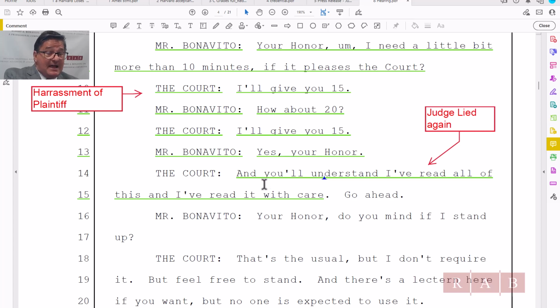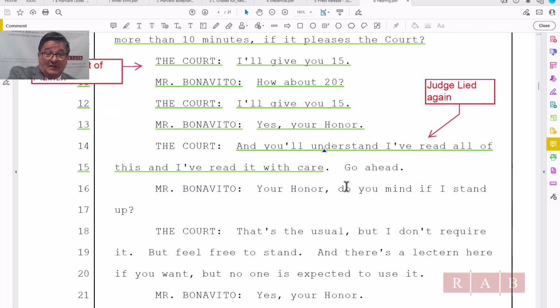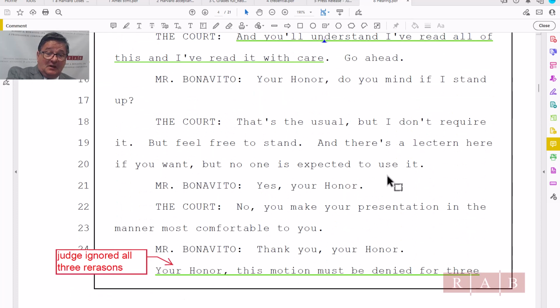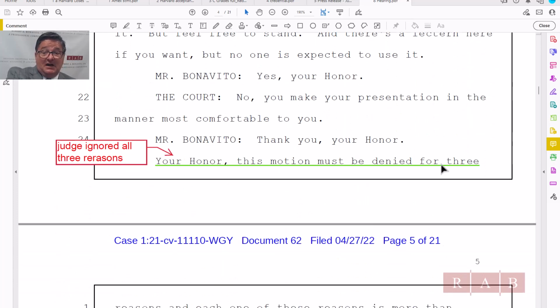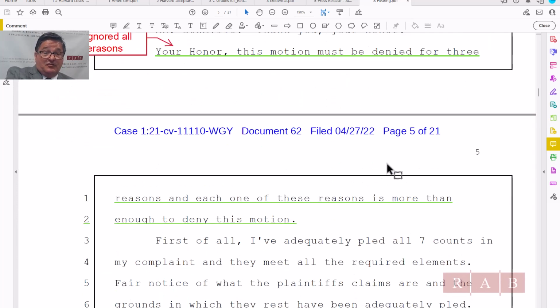It's not a mistake. He read that complaint twice, right? Okay, go ahead. "Your Honor, this motion must be denied." This is how I start off my argument. For three reasons, and each one of the reasons is more than enough to deny the motion.